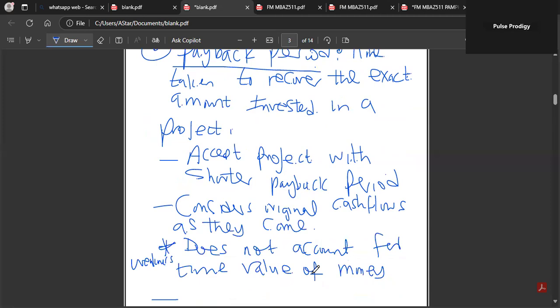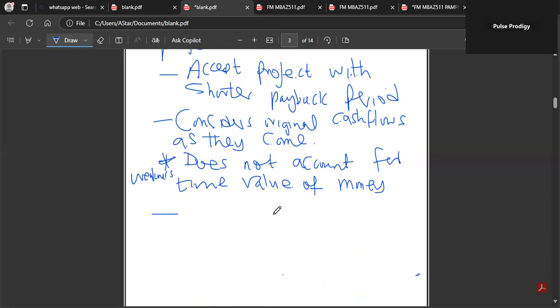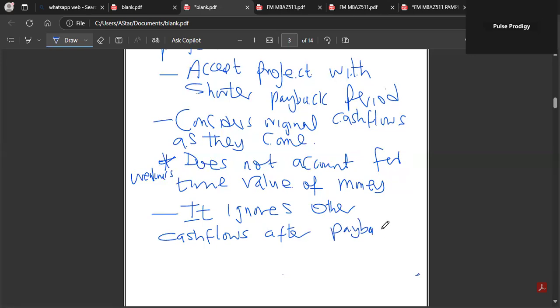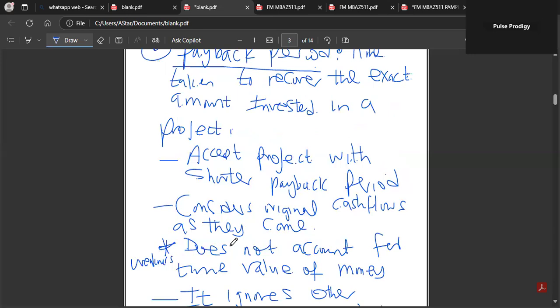I'm sure we are getting down to something. Then it ignores other cash flows after the payback period. Okay, so this is about what goes on.